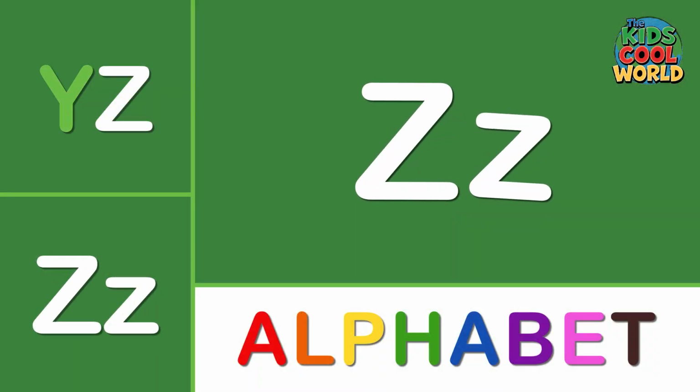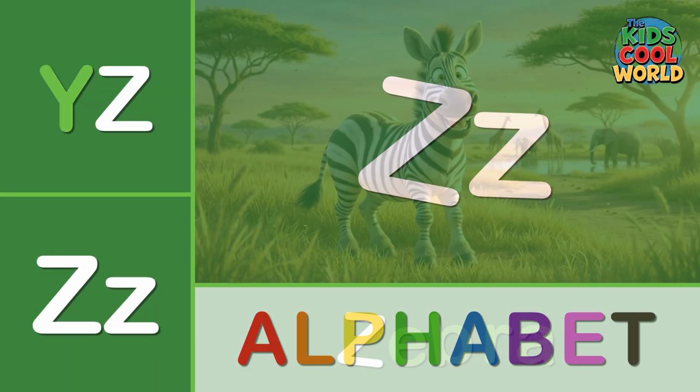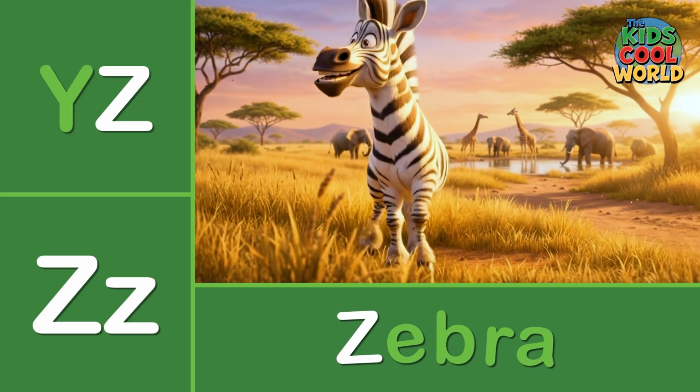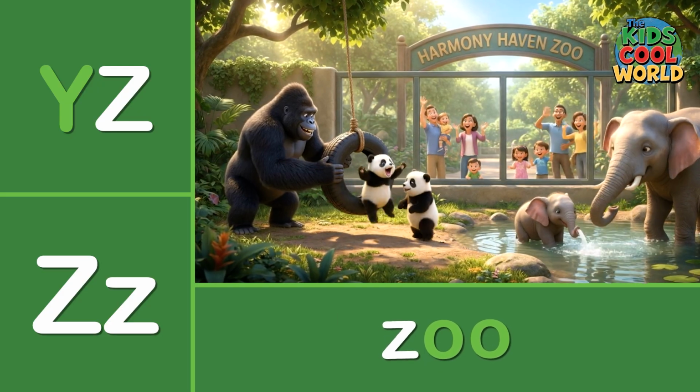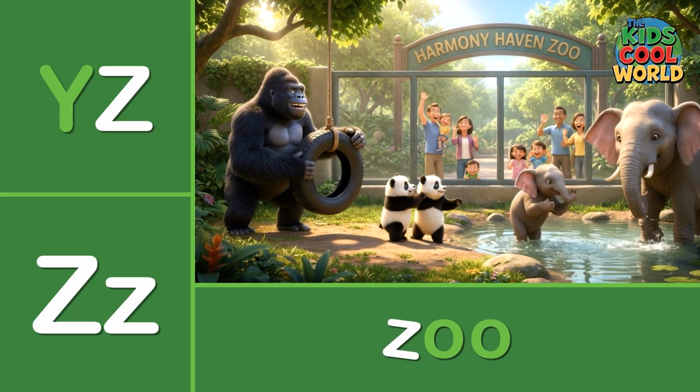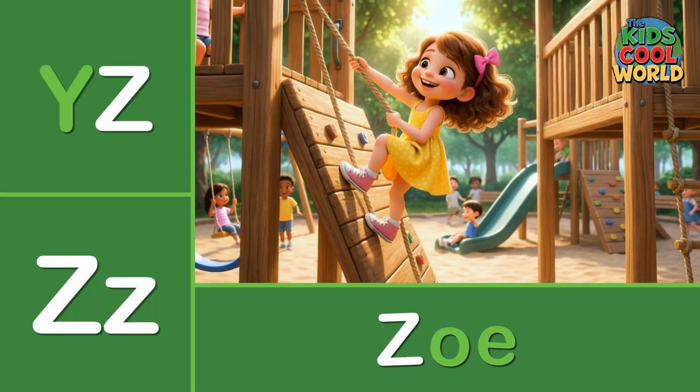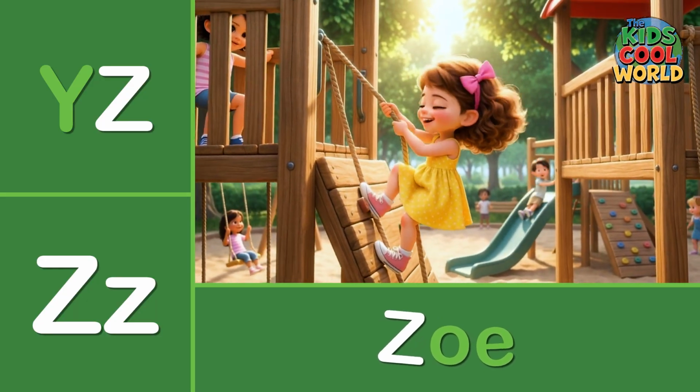Now we go with letter Z. Z is for zebra, zebra, zebra. Z is for zoo, zoo, zoo. Z is for Zoe, Zoe, Zoe.